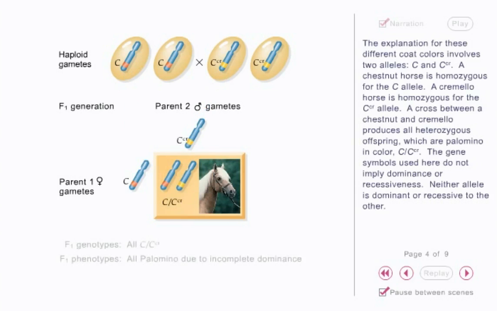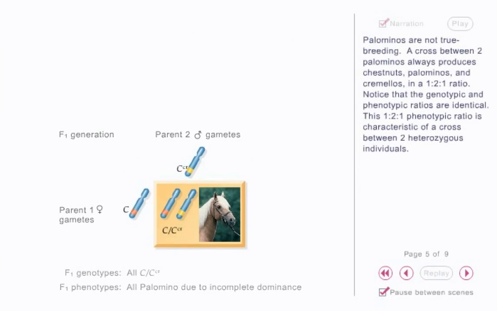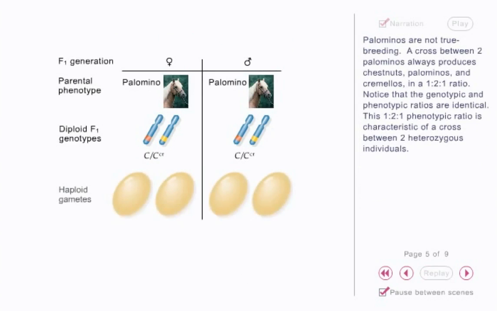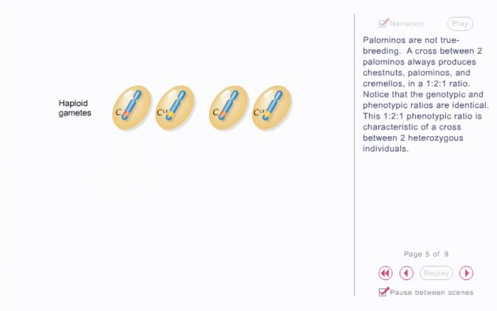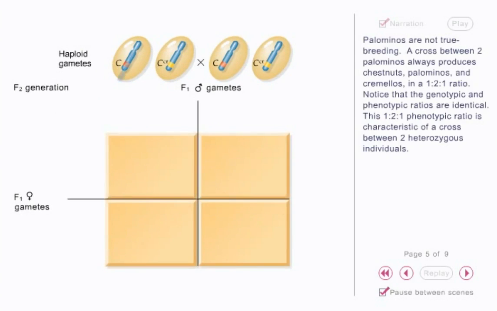The gene symbols used here do not imply dominance or recessiveness. Neither allele is dominant or recessive to the other. Palominos are not true breeding. A cross between two palominos always produces chestnuts, palominos, and cremellos in a 1:2:1 ratio.